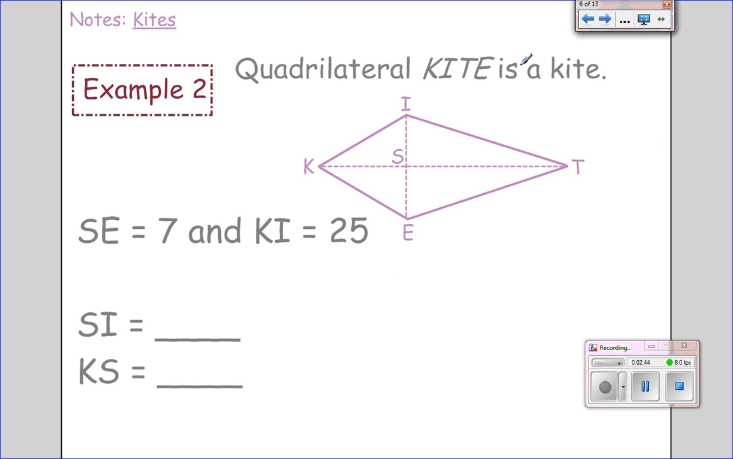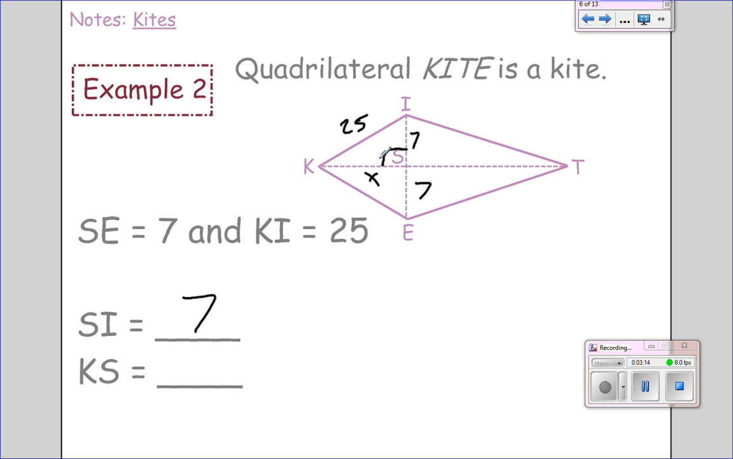All right, so quadrilateral kite is a kite. So SE equals 7 and KI equals 25. If this piece is 7, then SI is also 7 because remember the longer diagonal bisects the shorter one. So what could we do to solve? Well, we already solved for SI. So what could we do to solve for KS? Well, you know that these diagonals create right angles. So it looks like we're going to be using Pythagorean theorem.